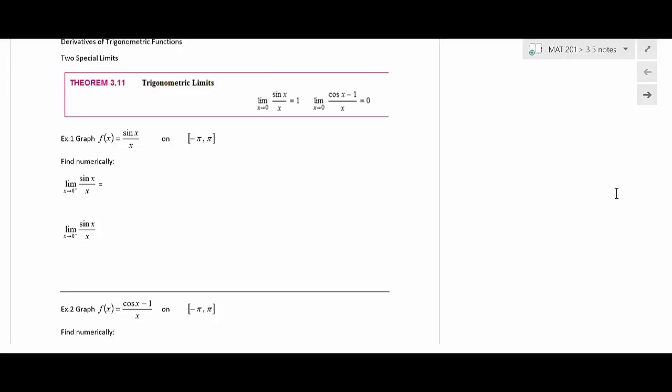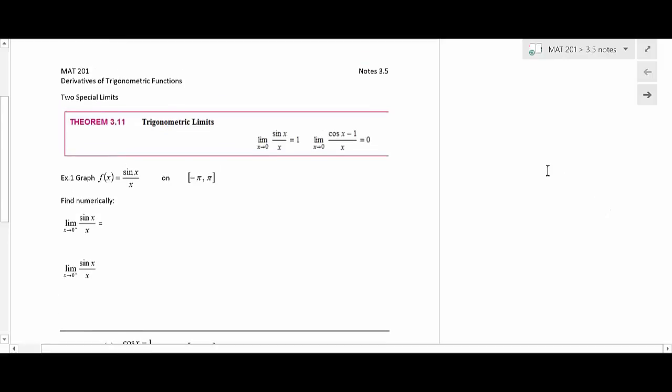So this whole section on 3.5 is dealing with the derivatives of the trig functions, the 6 trig functions. We're going to start with looking at the derivative of sine and cosine. We're going to start by looking at this kind of theoretically, and today I want to develop the idea of the derivative of the sine and cosine mostly, okay?